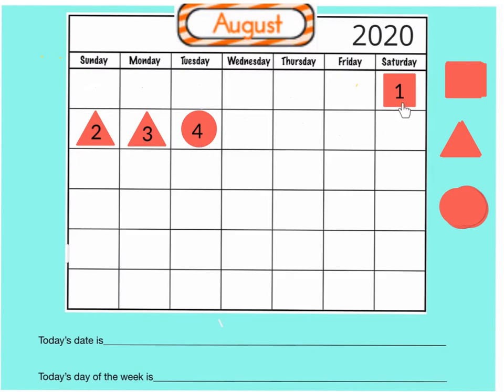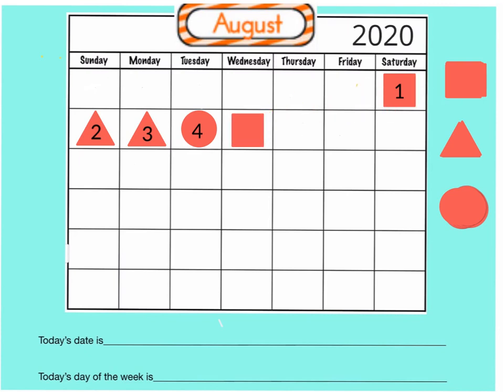So we have a square, and then what shape? Triangle. And then what shape? Triangle. And then what shape? Circle. All right, so that's our pattern. That's our full pattern. So if this is our full pattern, what shape should come next? Yes, a square. So I'm going to put a square here.